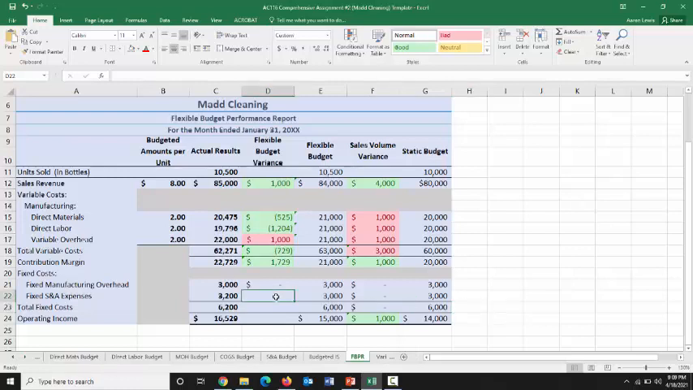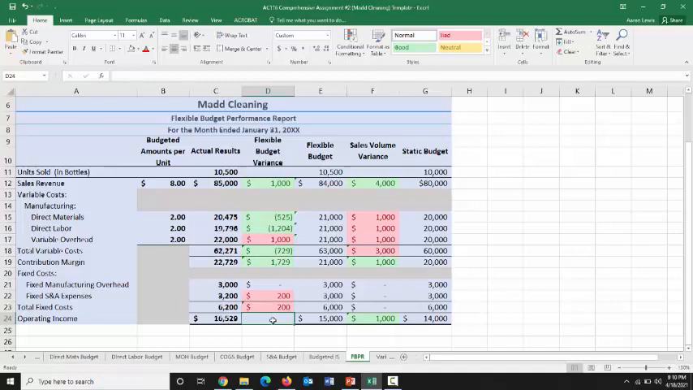Weren't quite as good for our S&A fixed expenses. Our actual fixed selling and administrative expenses were $3,200. Flex budget says we should have only spent $3,000 on fixed selling and administrative expenses, which means we spent $200 more on those expenses than we should have, which means we have an unfavorable flex budget variance for our S&A expenses. And in total, for our fixed costs, we incurred $6,200 of actual fixed costs versus the $6,000 our flex budget column says we should have incurred. We had an overall $200 unfavorable fixed cost flexible budget variance.